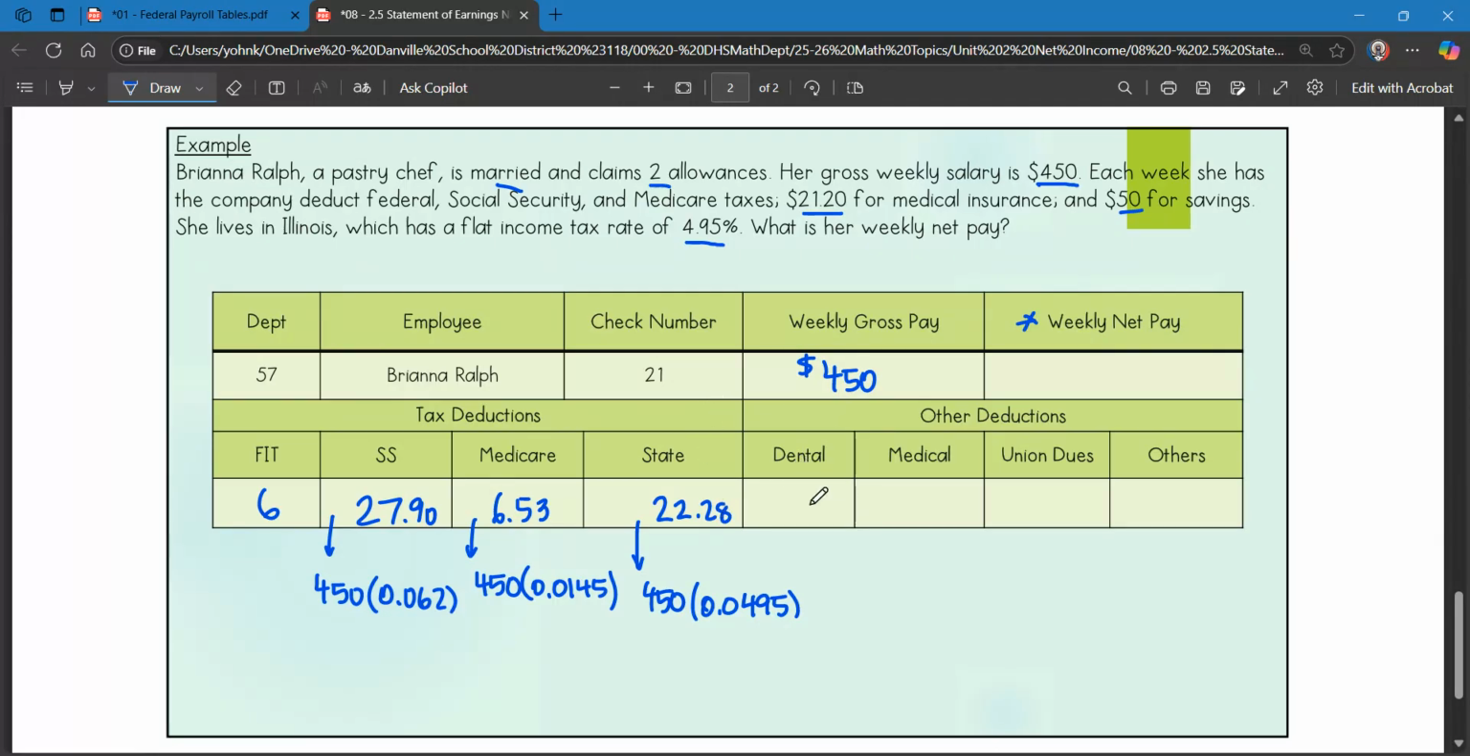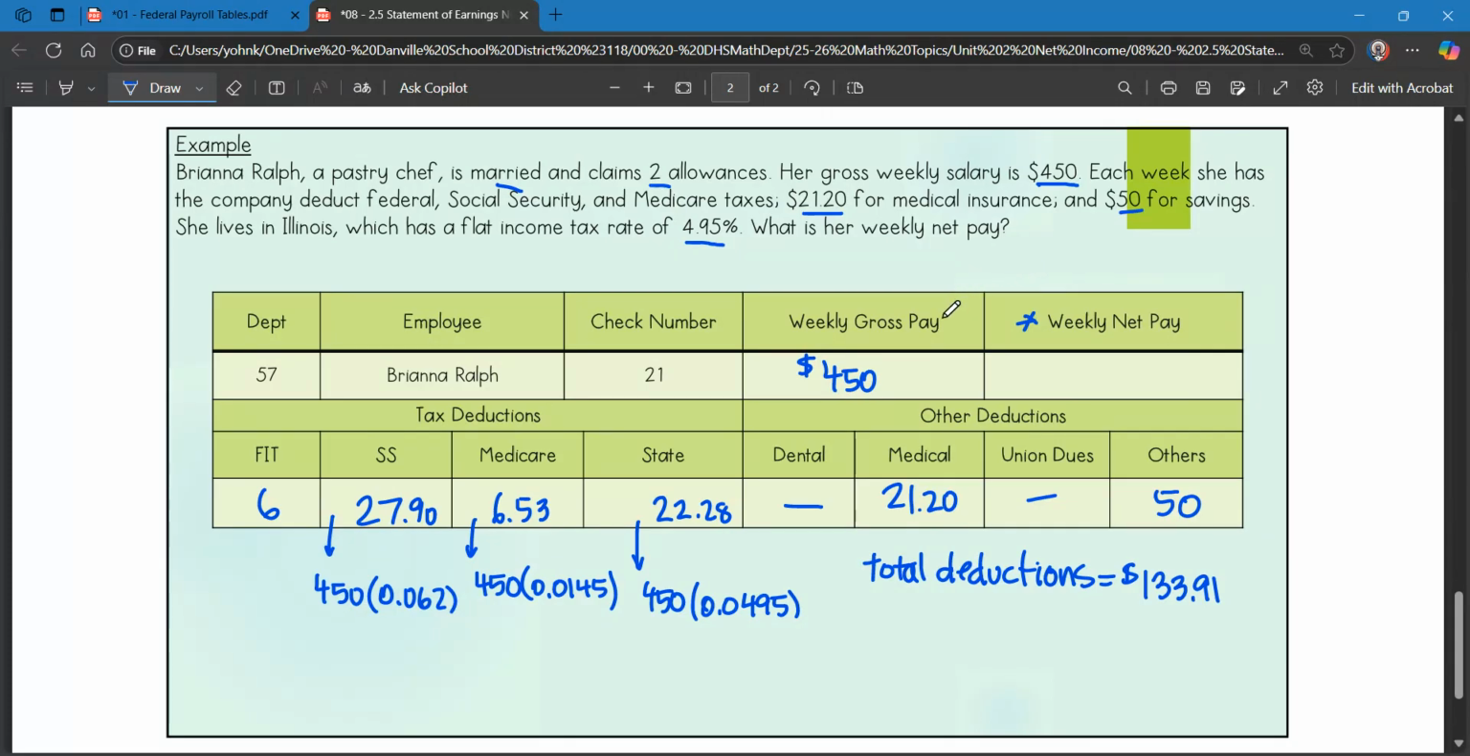Does Brianna have any dental? Looks like no. $21.20 for medical insurance. No union dues. $50 in savings. That can go in the other. So find your total deductions by adding everything up in that bottom row. So if I add the 6, $27.90, $6.53, $22.28, $21.20, and $50, add it all up, that's $133.91 in deductions.